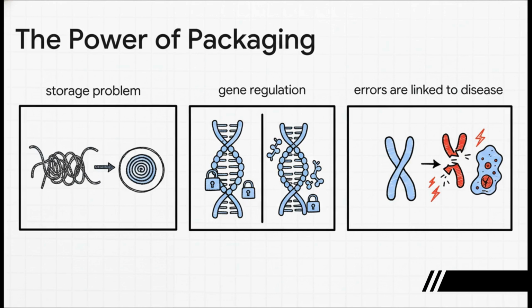Now that you've got the theory, let's practice. Pause after each question and try to solve it yourself. Question 1. Who proposed the double helix model? Is it A, Griffith, B, Watson and Crick, C, Darwin, or D, Mendel? The answer is B, Watson and Crick.